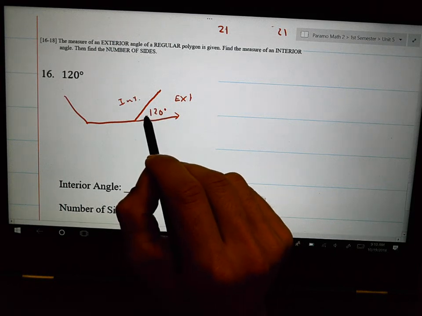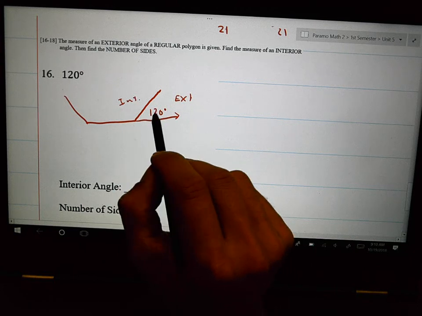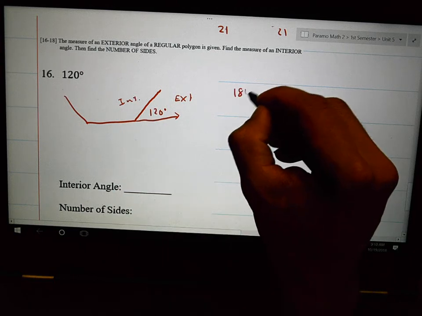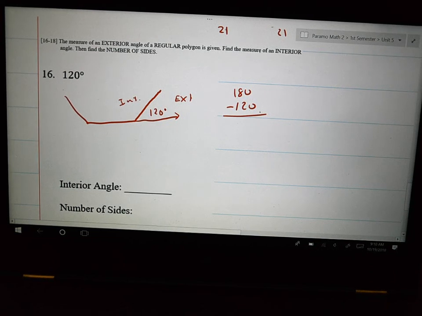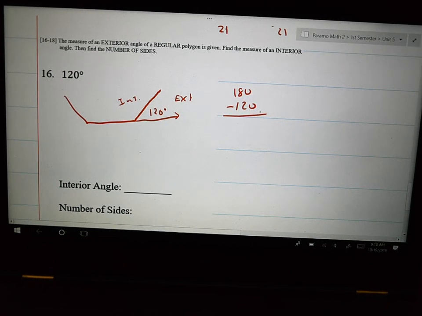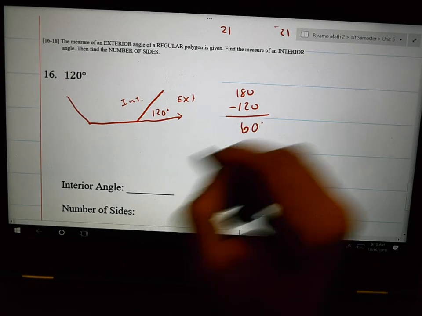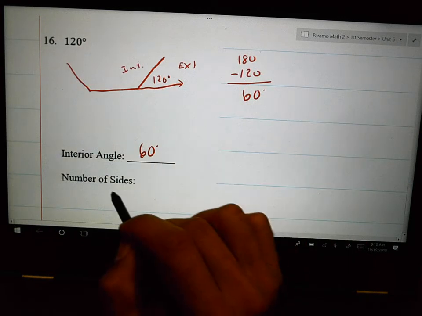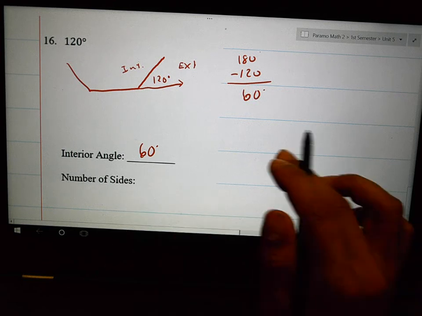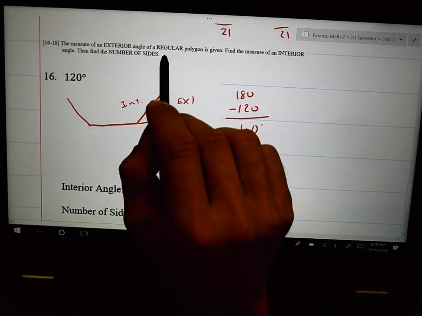So what does that mean? That means I need to take this away from 180 degrees to figure out what's the interior angle. 180 minus 120 is 60. That's our interior angle. And I think the easiest way to find the number of sides is to use that last formula, since this is a regular polygon.